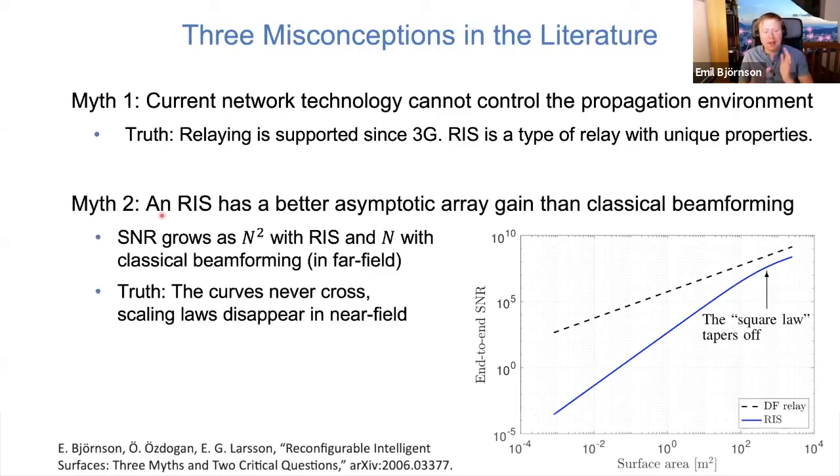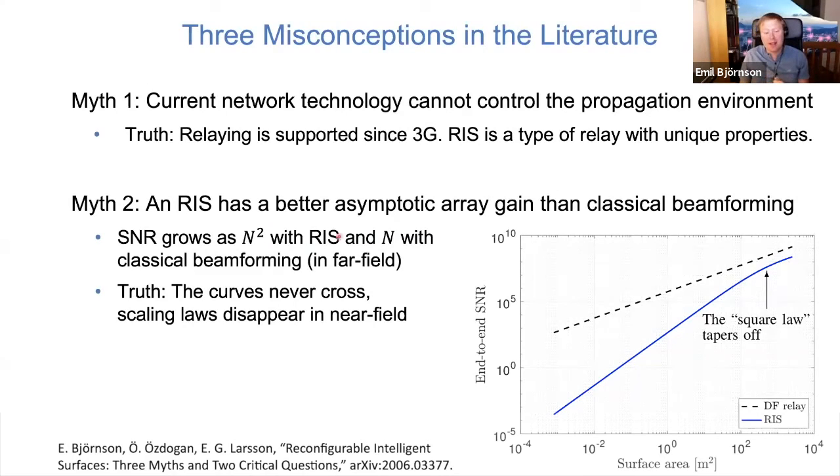Another myth is that these intelligent reflecting surfaces, or reconfigurable intelligent surfaces, have a better asymptotic array gain. You saw that the SNR that I was developing scales with the square of the number of elements n. If you are just considering regular beamforming from an array with n elements of the same size, then you will only see an SNR that grows with n. That has led some people to believe that n squared is of course better than n, right? Yes, asymptotically, a curve that is increasing faster would always cross another.